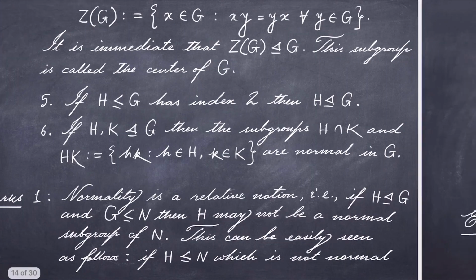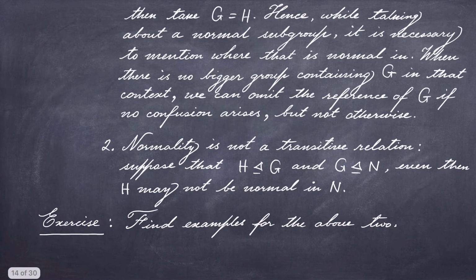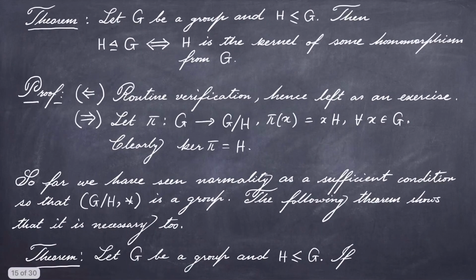The second thing we want to remark is that normality is not a transitive relation. That is, if H is normal in G and G is normal in N, then H may not be normal in N. Of course there are easy examples for both these remarks. I am leaving the task of finding appropriate examples to you as an exercise.